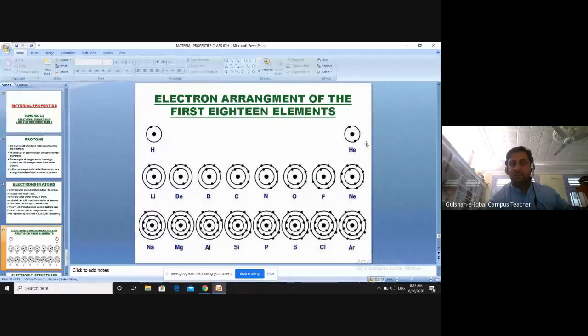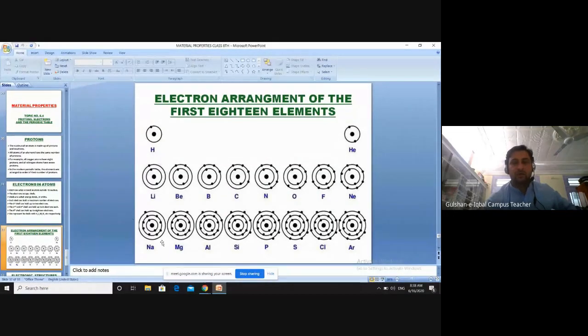This is helium, its nucleus, and we have just studied that a shell can hold a maximum of 2 electrons in the first shell. Helium's atomic number, or proton number or electron number, is 2. So the 2 electrons are drawn in the first shell. Now lithium has 3 electrons. Li is the symbol of lithium. So you draw 2 electrons in the first shell and 1 electron in the second shell.